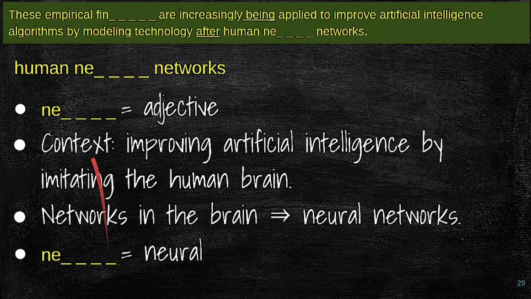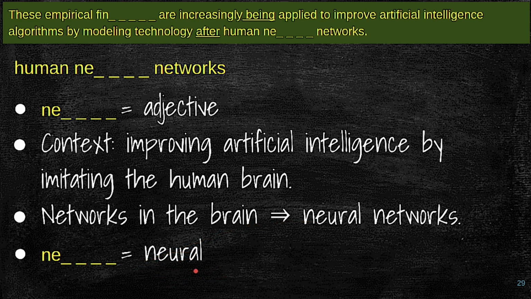Blank 10. These empirical are increasingly being applied to improve artificial intelligence algorithms by modeling technology after human networks. The missing word modifies network, so it must be an adjective. The context is about improving artificial intelligence by imitating the human brain. The networks in the brain are called neural networks. The common scientific expression is neural networks. The adjective beginning with ne is neural.